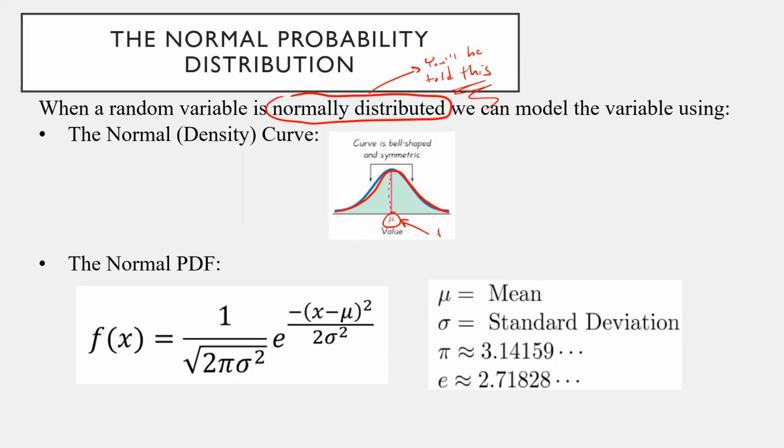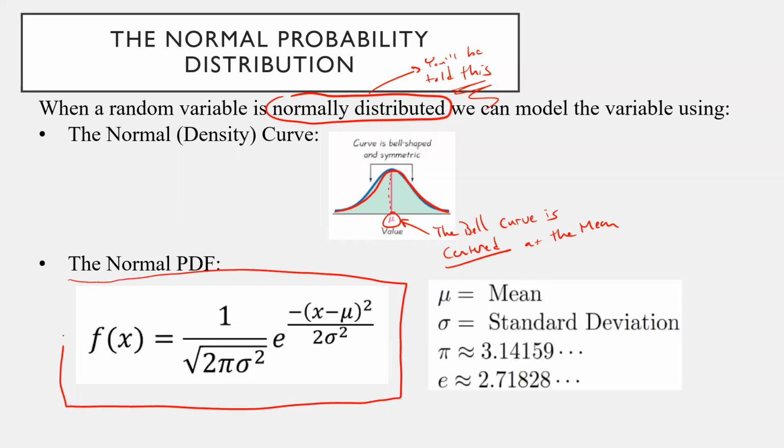So the bell curve is centered at the mean. Then I gave you the formula for it, the normal probability density function. It turns out this formula is super complicated and we're not really going to use it that much. I said there has to be some tricks we could use.